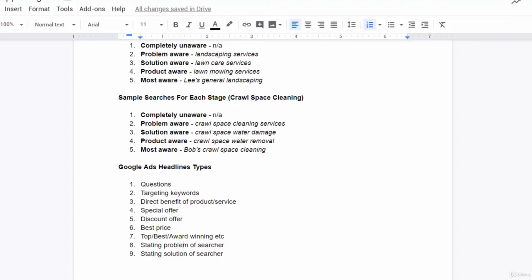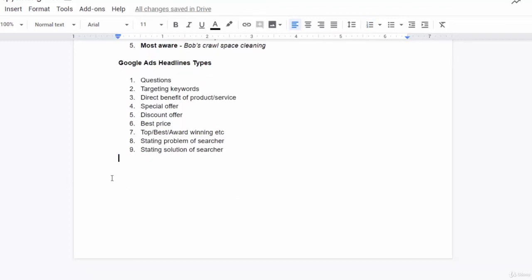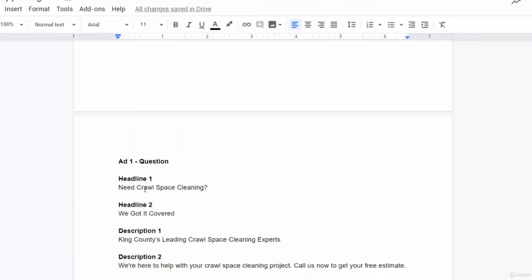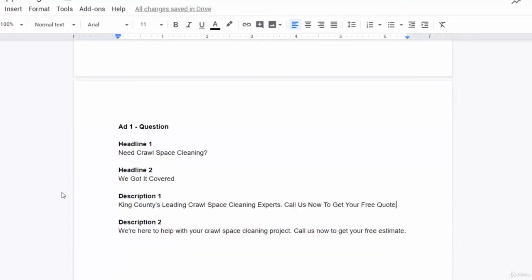So now let me show you 3 different ads here that I came up with for the crawl space example. So let's go down here and look at the first one. This is a question: need crawl space cleaning? We got it covered. This is headline 2. Description 1: King County's leading crawl space cleaning experts. We're here to help you with your crawl space cleaning project. Call us now to get your free estimate. We can also just have here, call us now to get your free quote. Let me add that over here. Call us now to get your free quote. So that's going to be ad number 1.